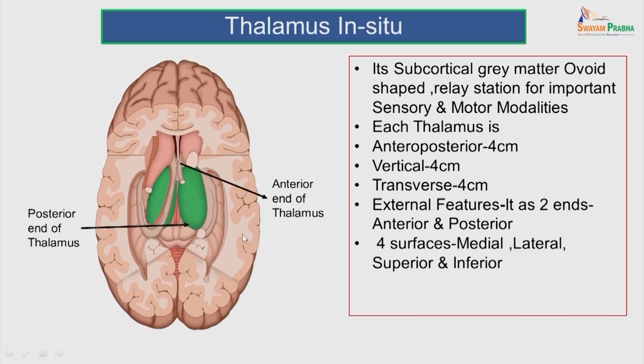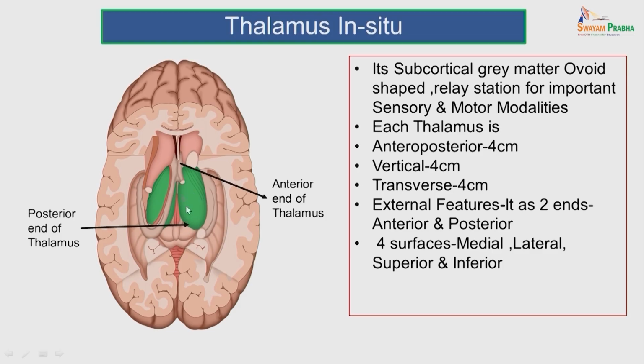The thalamus is a subcortical grey matter, ovoid in shape, and it is a relay station for all the sensory and motor modalities. It measures 4 centimeters anteroposteriorly, 4 centimeters vertically, and 4 centimeters transversely. Among its external features, it has two ends, an anterior end and a posterior end, and four surfaces: medial, lateral, superior and inferior.